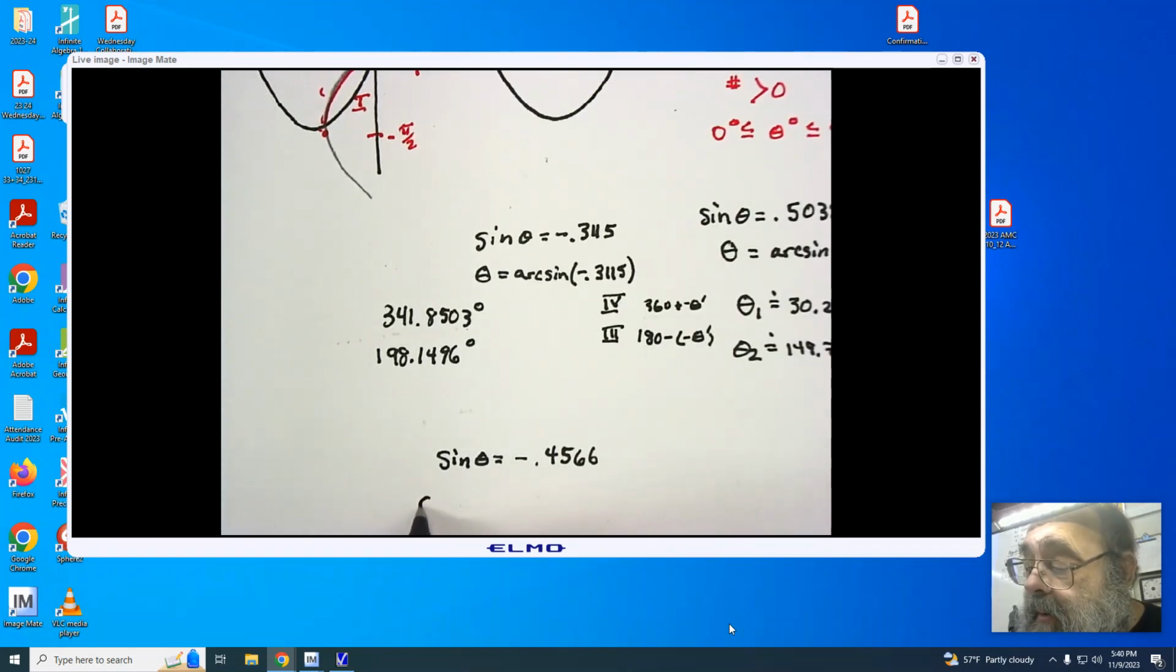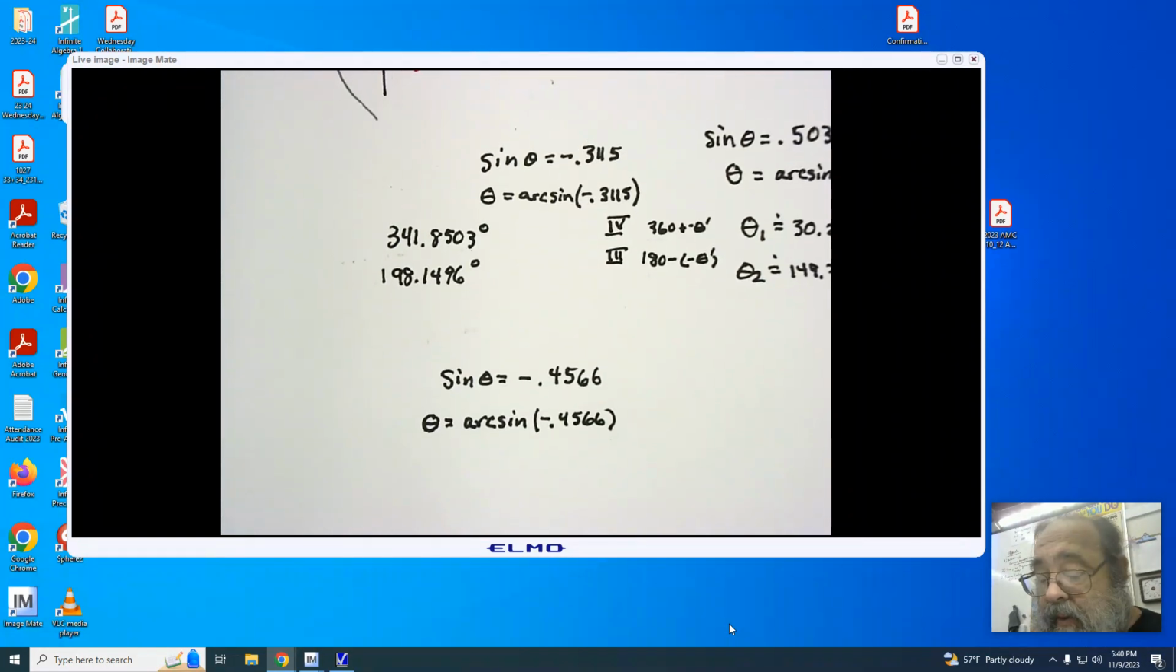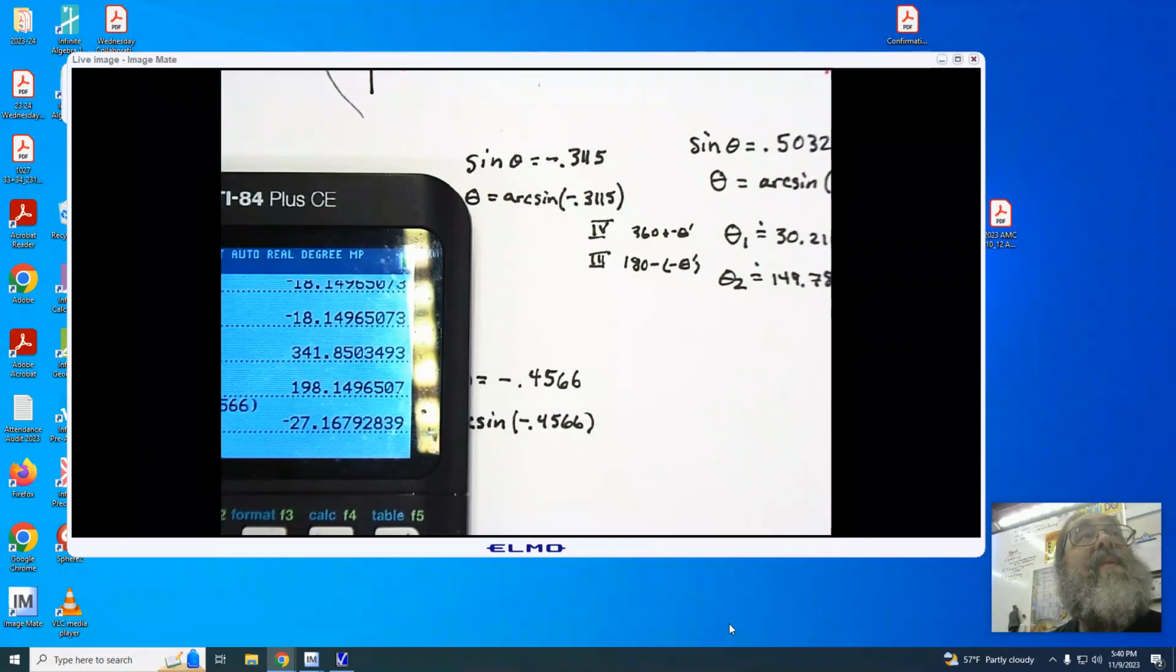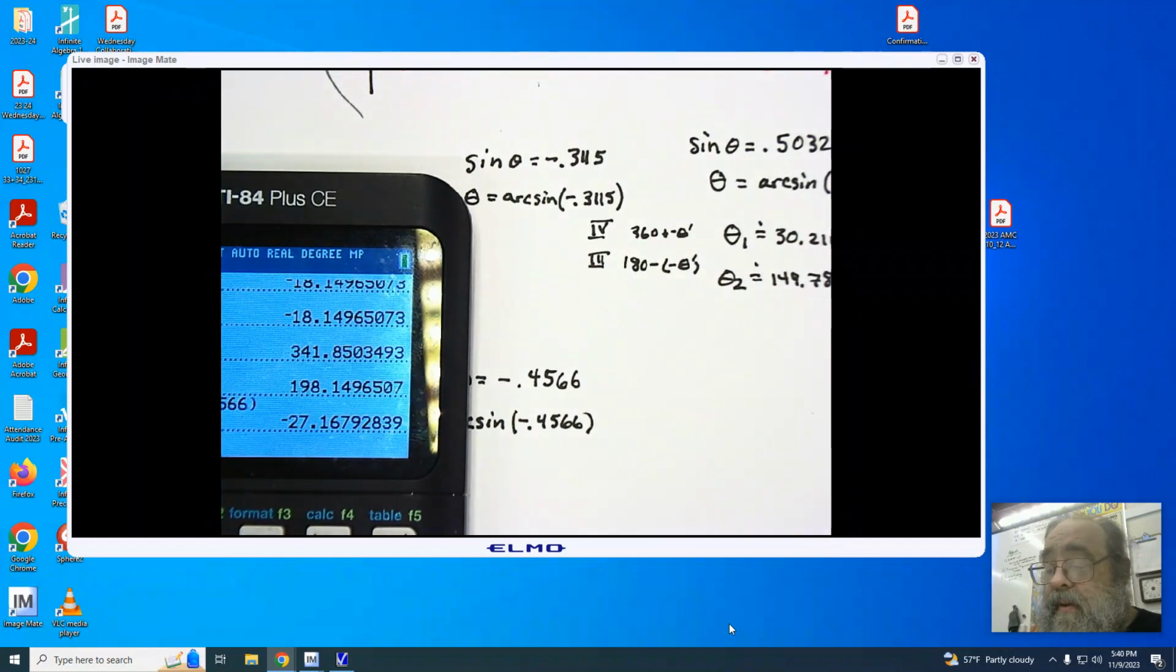Start with the arc sine. I recommend that you work with the word arc sine. Don't use the -1 power. A lot of people get confused using it, and I don't want you confused. This is what we start with. We're going to get a negative answer. So we do second function sine of negative 0.4566, enter. You should have gotten negative 27.1679 degrees. We are now going to find the fourth quadrant. Simply add 360. There is our first answer.